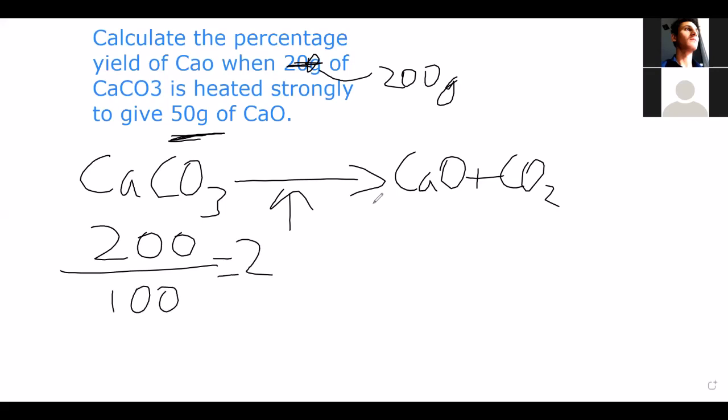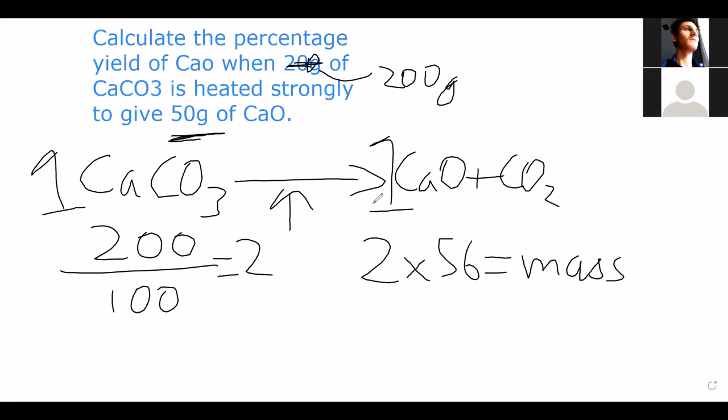So the number of moles of calcium carbonate are 2. Now the ratio of calcium carbonate to calcium oxide is 1:1. So the number of moles of calcium oxide will also be 2. Now to find the theoretical value of calcium oxide, we'll multiply 2 with the MR of calcium oxide. The MR of calcium oxide is 40 plus 16, that is 56. This will give us the mass. So mass is equals to 112. Now this is the theoretical value. Experimental value is 50 grams.